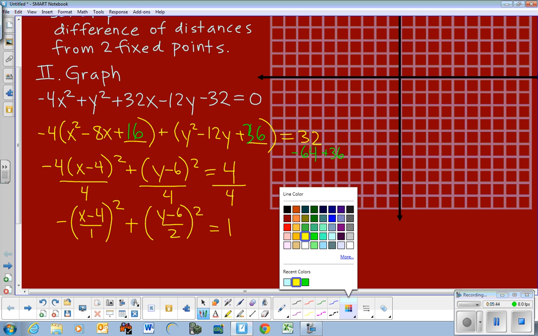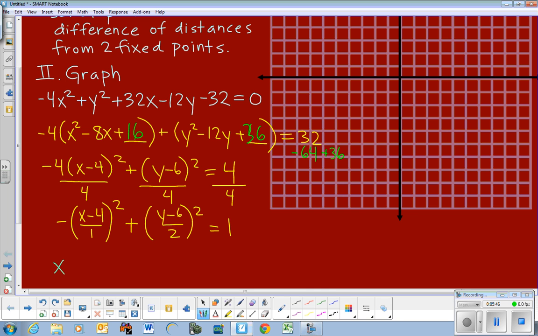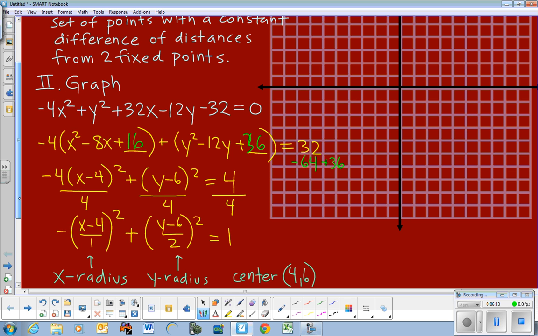The x radius is 1, the y radius is 2, and it equals 1, so I know I'm ready. The center is 4, 6, the opposite of the two signs that I see, and now I'm ready to graph. So let's see how graphing this is different than graphing an ellipse was.